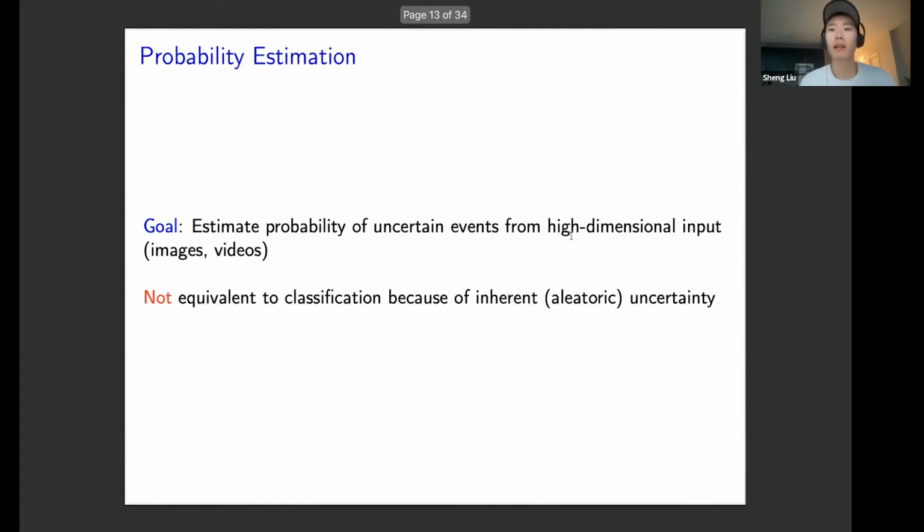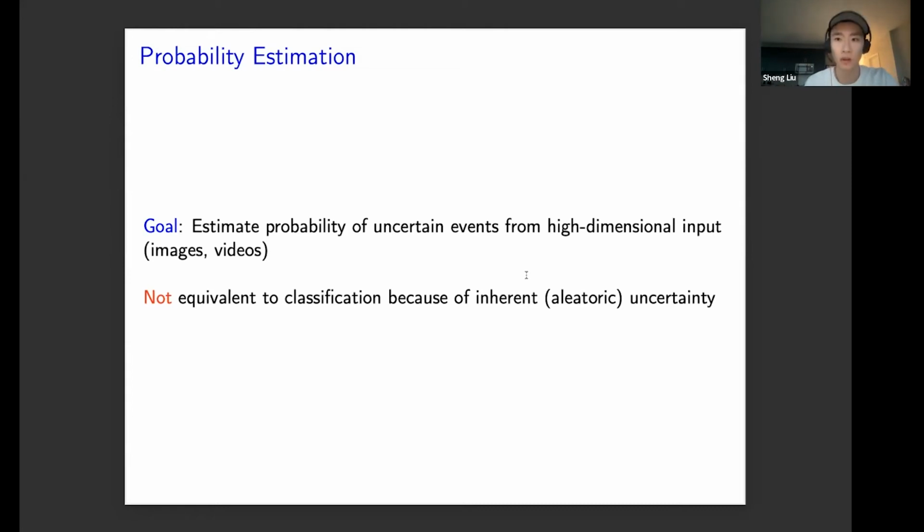Okay, this is basically the noisy label part, and now I will go to the probability estimation problem. Before that, I'm wondering if there are any questions. If not, I'm just going to the next part. Okay, it looks like we don't have any questions, so I'll go to the probability estimation part.